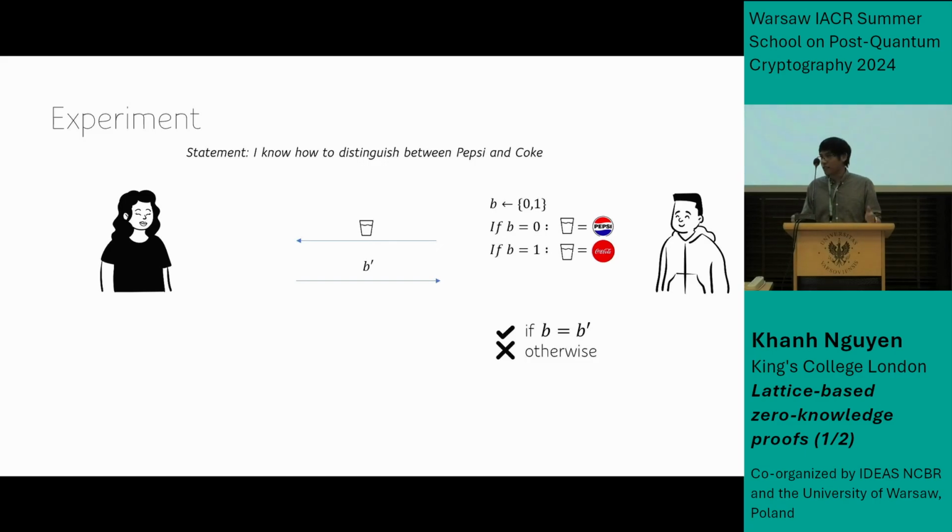The experiment is usually like this. In a classroom it's more interactive, but it takes time. So the verifier prepares a glass of either Pepsi or Coke, so it just flips a coin. If it's 0, it's Pepsi, and if it's 1, it's Coke. Then the verifier gives this glass to the prover, and the prover drinks it and decides whether it was Pepsi or Coke. So it sends the bit B prime, and the verifier is convinced that the prover knows how to distinguish between Pepsi and Coke if B is equal to B prime, and rejects otherwise.